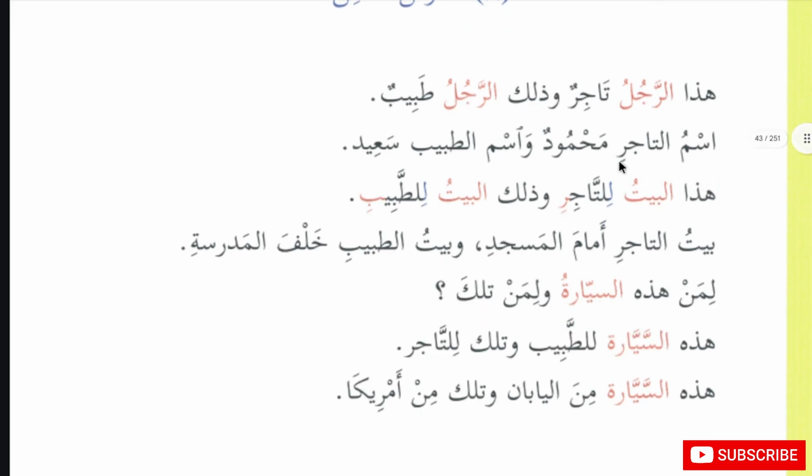اسم التاجر محمود واسم الطبيب سعيد. The name of the tajir is Mahmud, and the name of the doctor is Sa'id. هذا البيت للتاجر. This house is for the tajir, meaning it belongs to the tajir. وذلك البيت للطبيب, and that house is for the doctor. It belongs to the doctor.